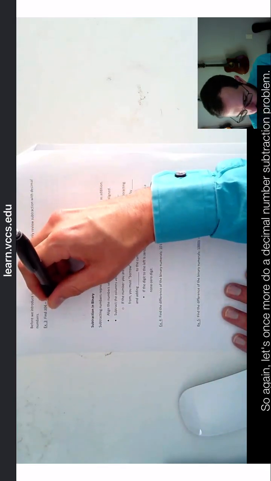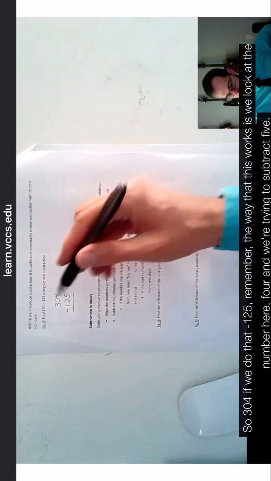Now, subtraction is going to work in pretty much the exact same way, but with its own sort of snag, because it's going to have to be what we do with normal numbers, but in reverse. So again, let's once more do a decimal number subtraction problem. Suppose we do vertical subtraction. You might be able to do this one in your head, or I know you can do it on a calculator, but that's not the point here. We're trying to learn how the algorithm works.